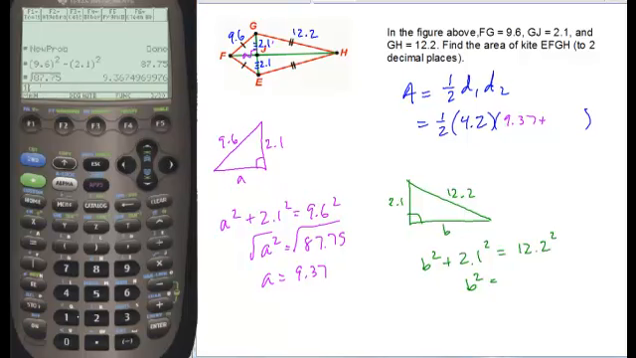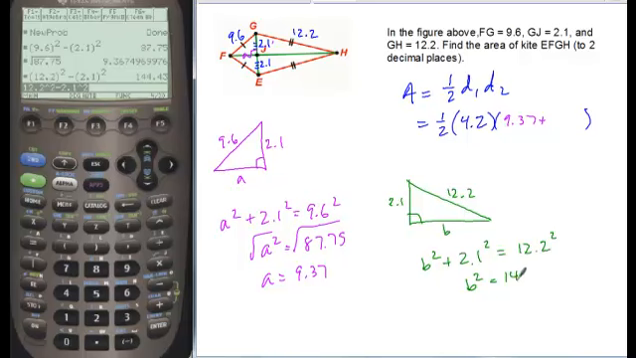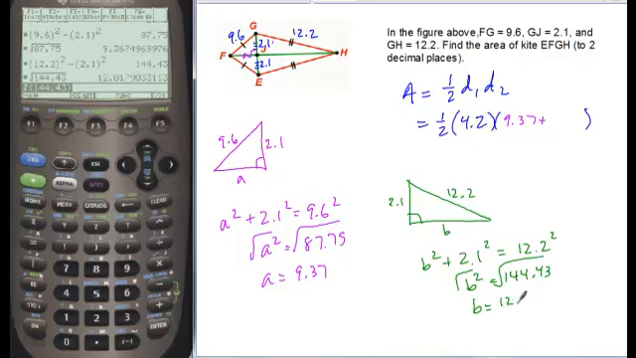So if we take 12.2, square that, and then subtract 2.1 squared, and then extract the square root to solve for B. When we take the square root of this value, we get about 12.01.